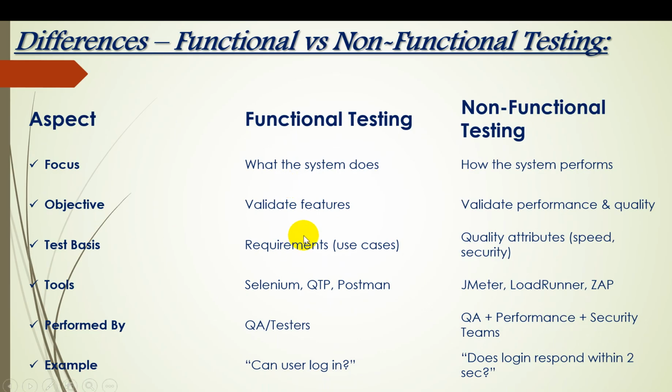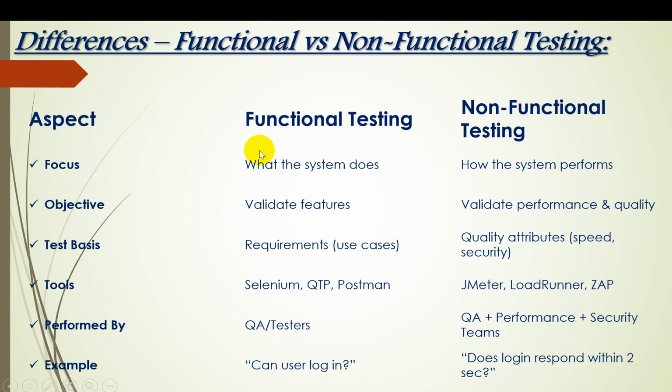In functional testing, we test the application based on the requirements or user stories. In non-functional testing, we test the application on quality attributes like speed, security, performance, load, stress, these kinds of things. In functional testing, we can use Selenium, Postman, Playwright, TestNG, this kind of tool. But in non-functional testing, we can use JMeter, LoadRunner, ZAP, this kind of tool. Functional testing is actually performed by the QA or tester, but non-functional testing is also performed by the QA, but there we have separate performance testers and separate security testers.